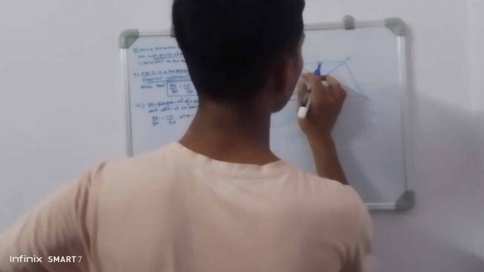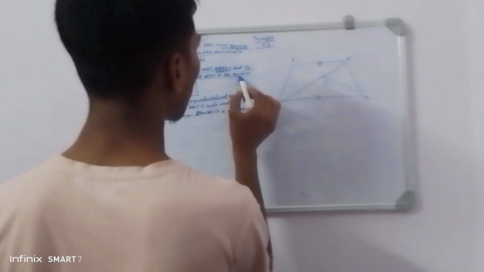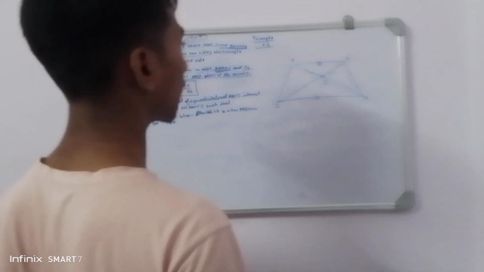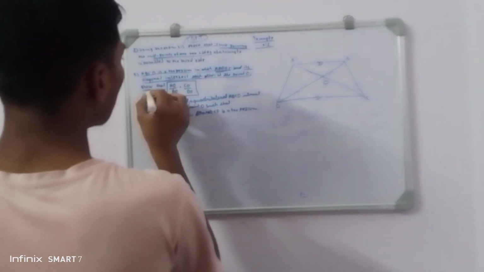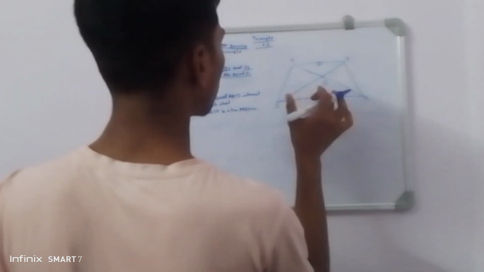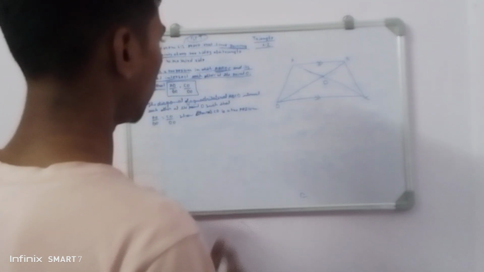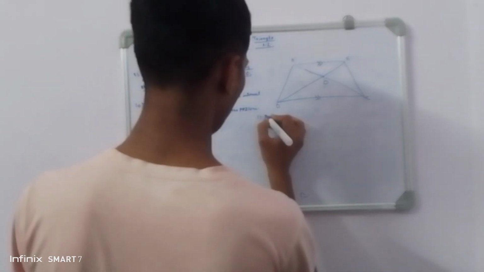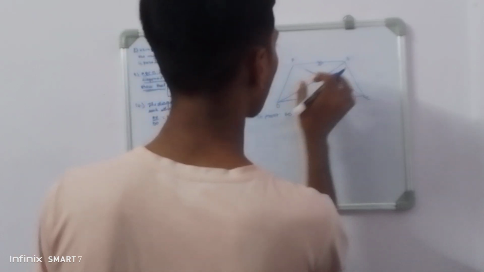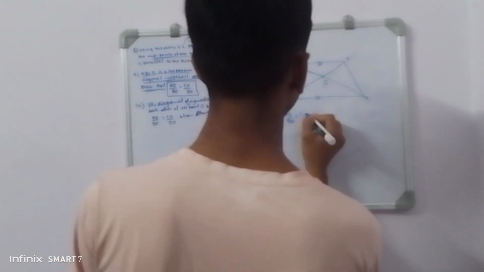Let's suppose we name the intersection of the diagonals as the point O. So the diagonals intersect each other at the point O. Okay, so we have to show that AO by OB is equal to CO by OD. So how will you get to this conclusion? What do we have to prove? We have to prove that AO by BO is equal to CO by DO.